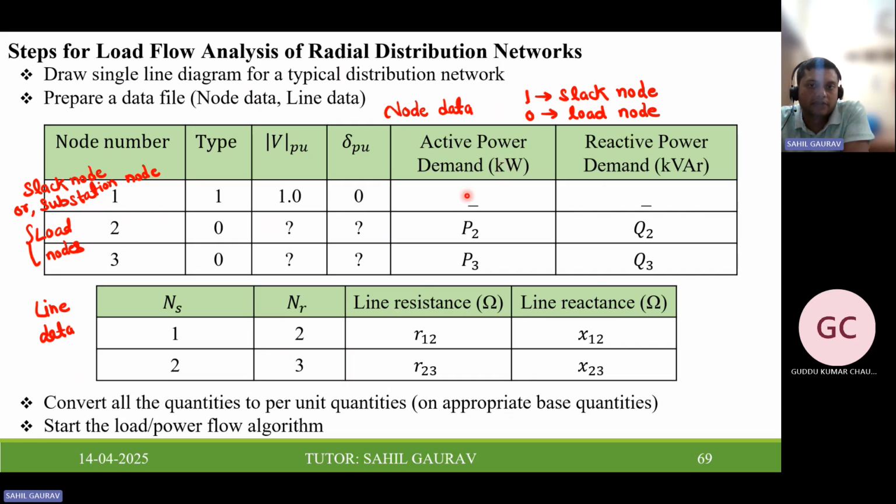The active and reactive power of the slack node is found at the end, based on the remaining power that needs to be exchanged to the customers. And then we have line data: NS, NR, line resistance, line reactance. Now we convert all the quantities to per unit quantities on appropriate base quantities, and then we start the load flow algorithm.